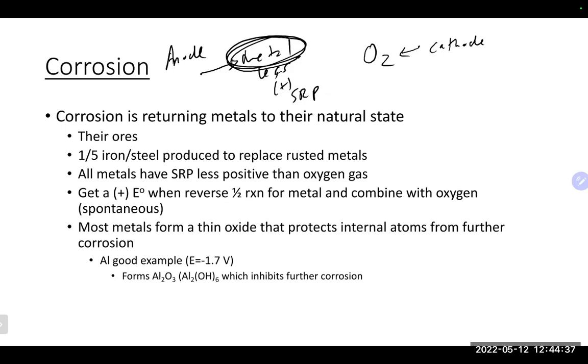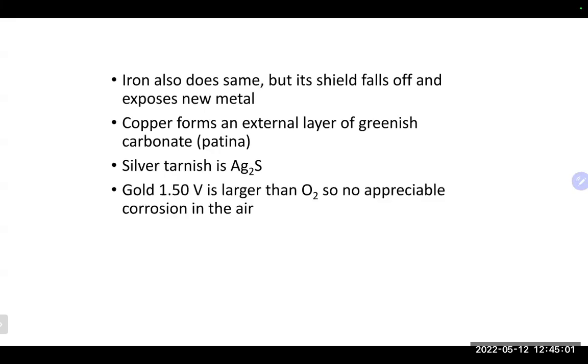Most metals form a thin oxide that actually protects the inner metal from further corrosion. So not all corrosion is necessarily a bad thing. It can serve to protect what's inside. And aluminum is an example of that. When it goes through corrosion, it forms this nice layer that protects more metal from going through corrosion. The problem though is iron that we use a lot, when it does go through this process, you basically make rust.